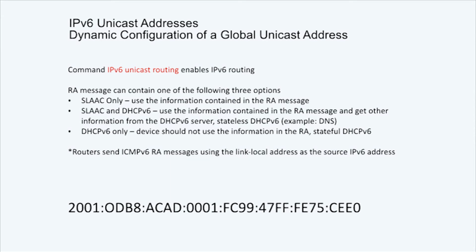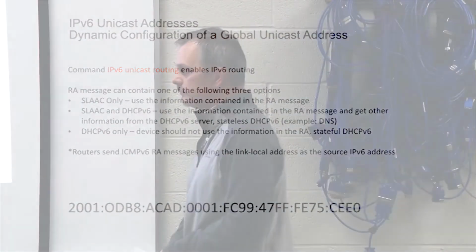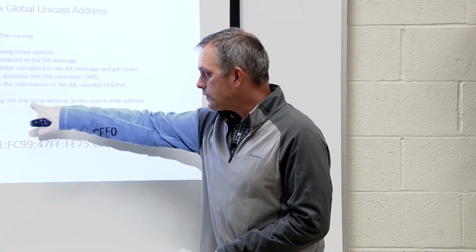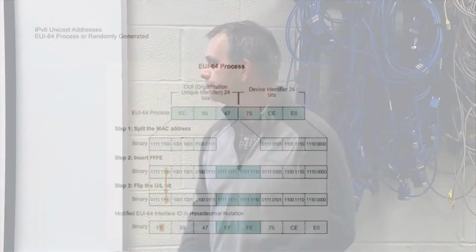The third option, being DHCPv6, means that the host device requesting the IPv6 information won't get anything from the router advertisement message. The host will get all of its addressing information from the DHCPv6 server. Interestingly enough, all of these router advertisement messages use the link-local addressing that we talked about earlier.